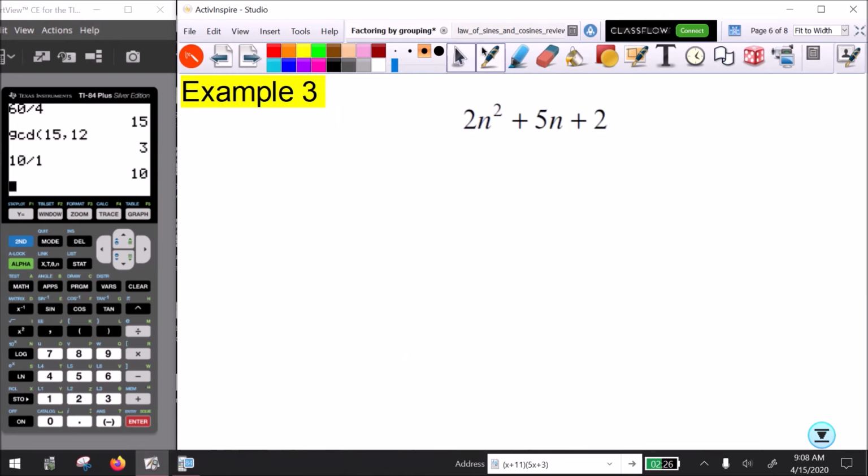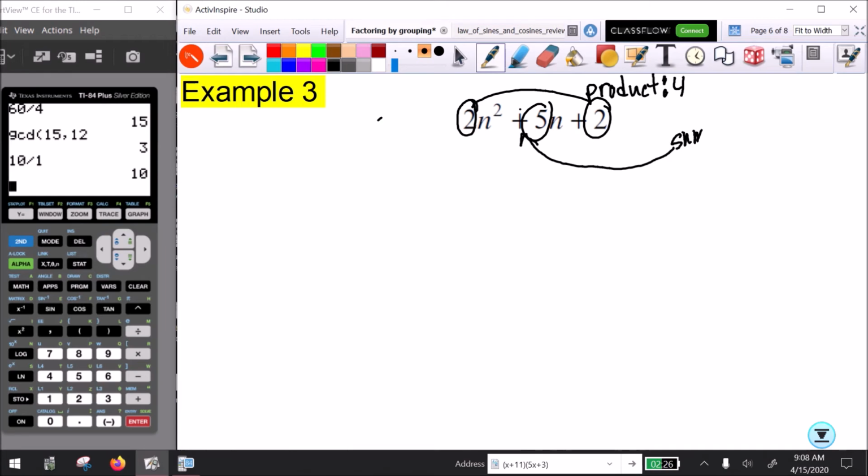Alright, so begin by multiplying the leading coefficient by the constant at the end. These two numbers have a product equal to 4. So we're looking for a pair of numbers that have a product of 4 and a sum of 5. What are two numbers that go into 4? 1 goes into 4 four times. 2 goes into 4 two times. Do either of these pairs add up to 5? Oh yeah, this one.